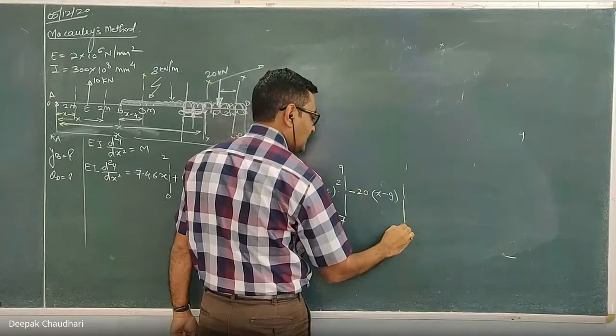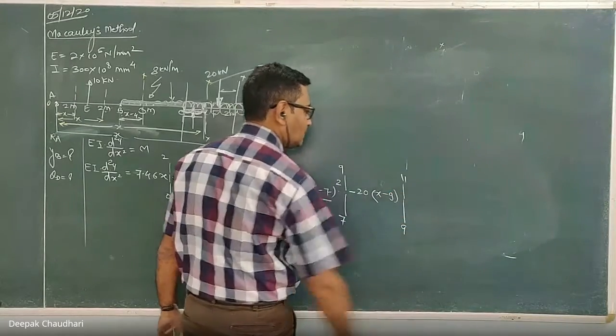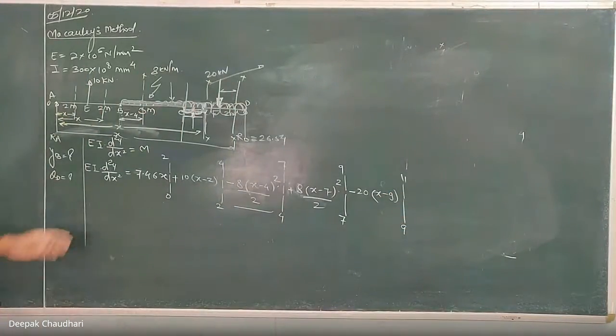This equation is valid from 9 to 11 meter, that is up to the end of the beam. Okay, so this is the general equation of the bending moment according to Macaulay's method. Now the remaining procedure is the same.